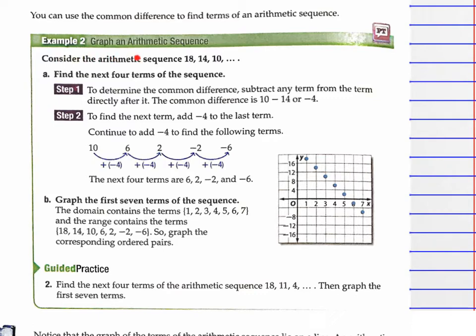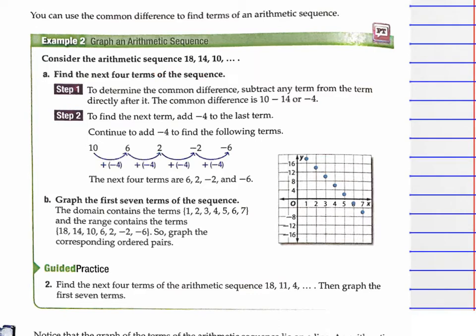They say, consider the arithmetic sequence. They're telling you it's arithmetic. They're telling you there's a common difference. What is that common difference? 14 take away 18, that's really a -4. 10 take away 14, that's really a -4. So as we could see, the common difference is -4. So they want you to find the next 4 terms of the sequence.